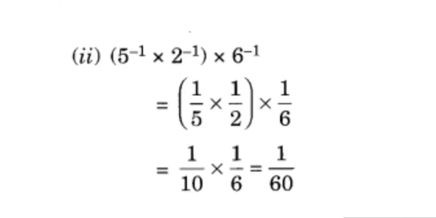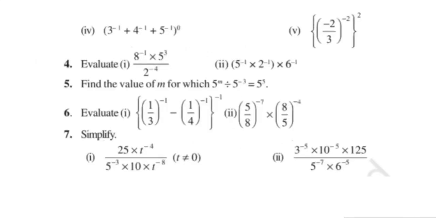5 raised to minus 1 into 2 raised to minus 1 into 6 raised to minus 1. So this we can write 1 upon 5 into 1 upon 2 into 1 upon 6. Now multiply, so it will come 1 upon 60. This is the answer.